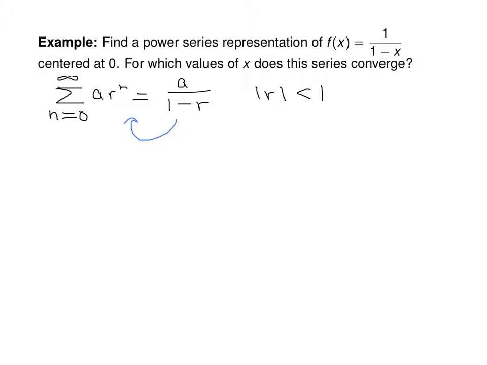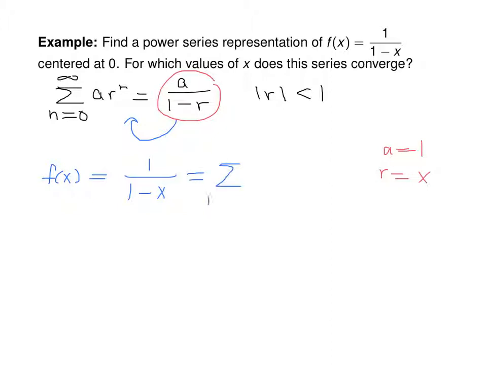Here's how. I have my function f of x, which is equal to 1 over 1 minus x. Now, look at how that's similar to this a over 1 minus r. The a is the number in the numerator. A is equal to 1, and r is equal to x. So this expression, going backwards, can be written back into its sum form from 0 to infinity, a times r to the n, so 1 times x to the n. Or my function f of x is equal to a sum from 0 to infinity, x to the n.